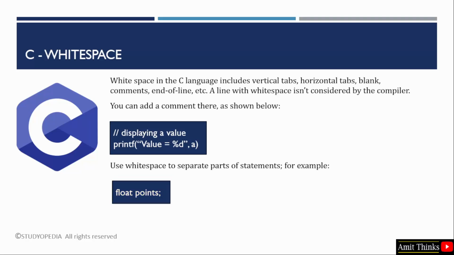So guys, we saw what tokens are in C language. Tokens are the smallest units of a program that the compiler recognizes. We also saw some types of tokens like keywords, identifiers, and whitespace.